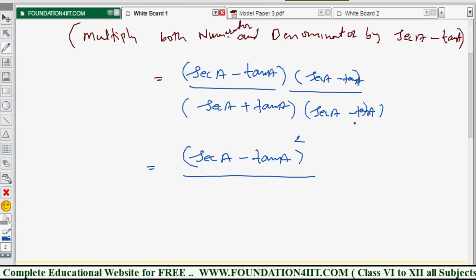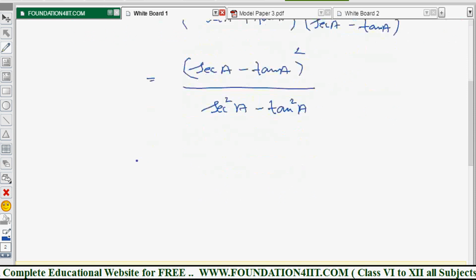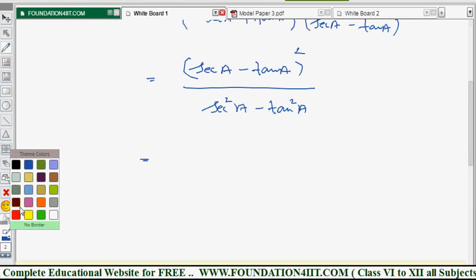Denominator is A plus B into A minus B formula. Okay, this is sec A plus tan A, sec A minus tan A. A plus B into A minus B, so that is A square minus B square. So that is sec square A minus tan square A. Now just apply A minus B whole square formula in numerator, and we will get the answer RHS.